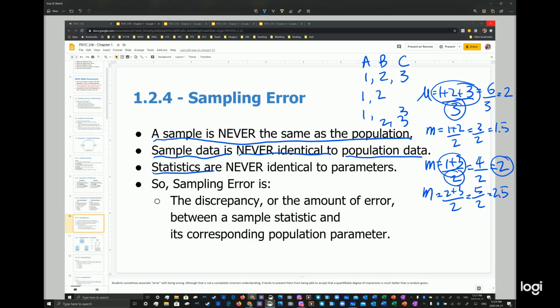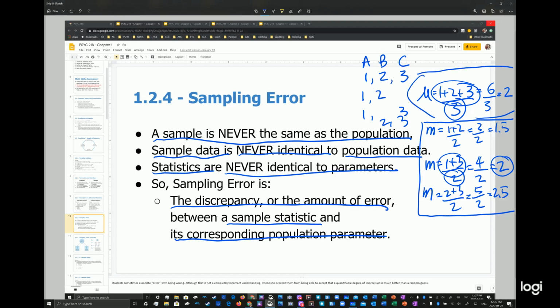The size is different. Population size here is 3, sample size is 2. The data themselves are not equal either. You have 1, 2, and 3 for the population, and 1 and 3 for the sample. So they are technically never identical. Therefore, this discrepancy, this amount of error, is called sampling error. This is what happens when we grab a sample from a population and start making calculations from it. When we have the sample statistic and we compare it with the population parameter, there's a discrepancy. It's not the same, and that's called sampling error.